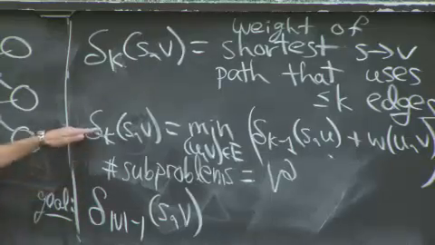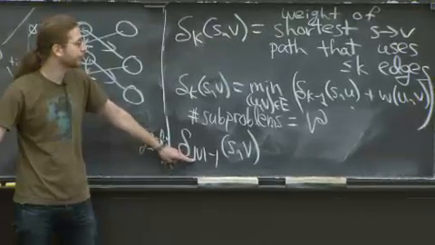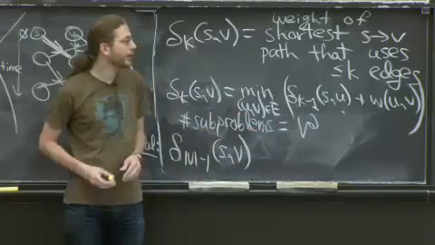Should have said that earlier. If you assume that, then this is what I care about. So k ranges from 0 to V minus 1. So there are V choices for k. There are V choices for V. So the number of subproblems is V squared.